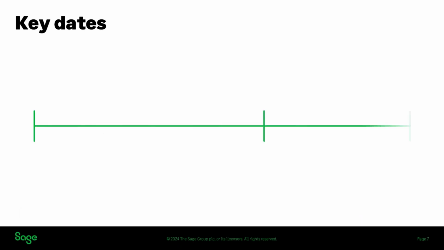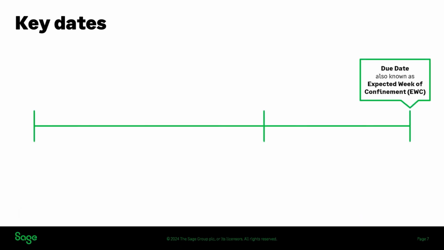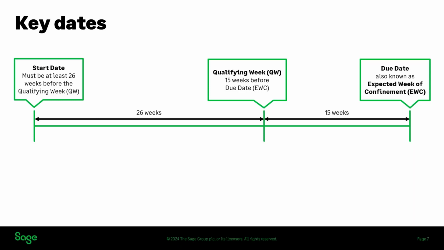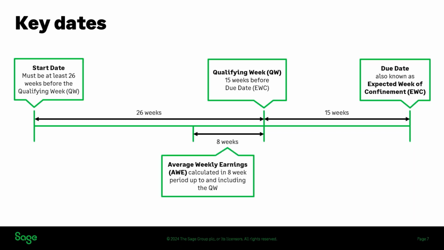A quick look at some key dates, just to visualize some of that information I've just given you. We're counting back from the due date, also known as the expected week of confinement or EWC. If we count back 15 weeks, that takes us to the qualifying week, 15 weeks before the due date. And then going back another 26 weeks takes you to the latest start date for an employee to be eligible for the payment. So their start date must be at least 26 weeks before the qualifying week for that length of service condition to be met. You've got the 8-week period leading up to the qualifying week, which is where the average weekly earnings are calculated.